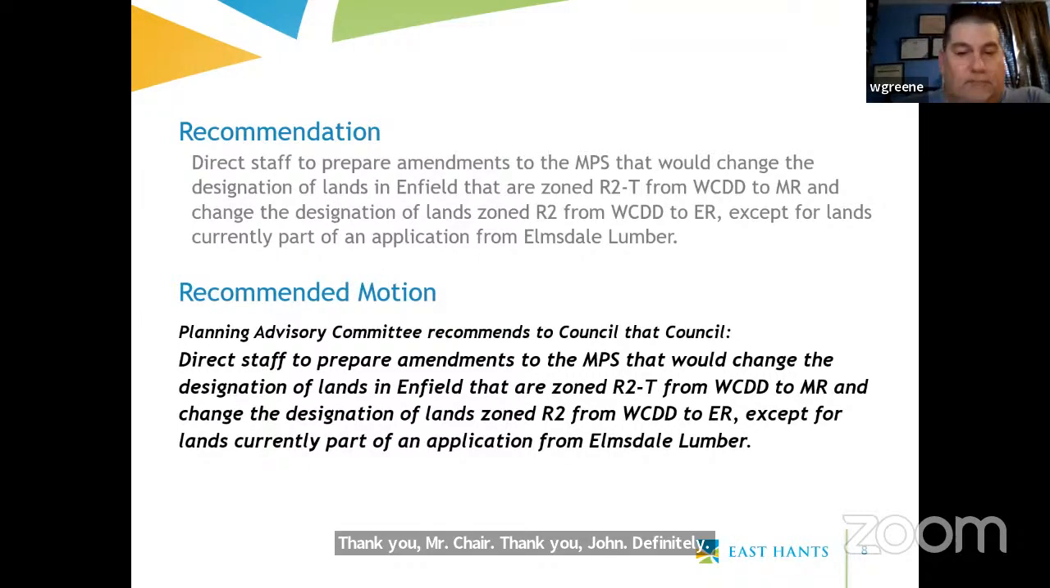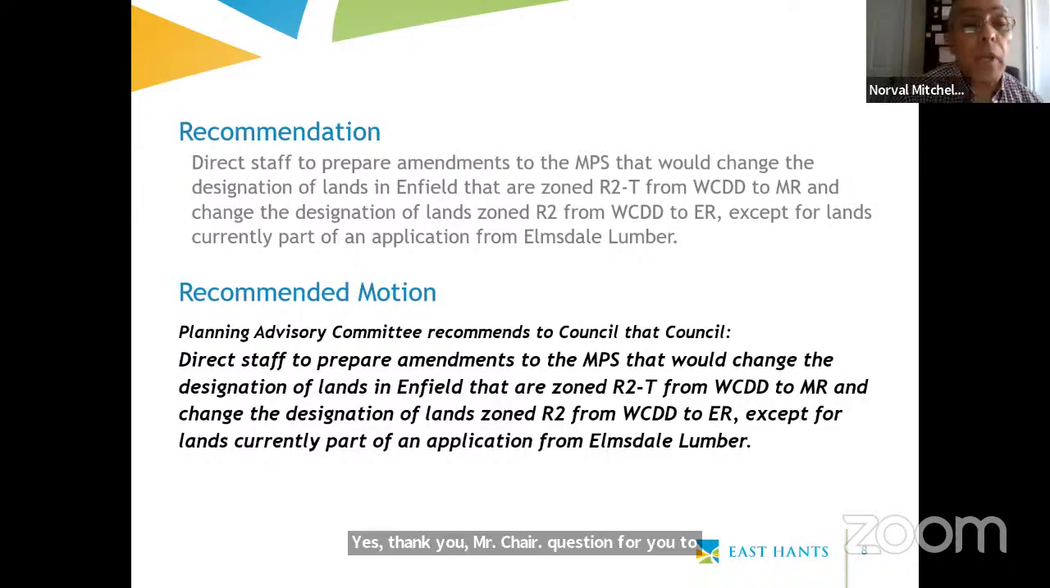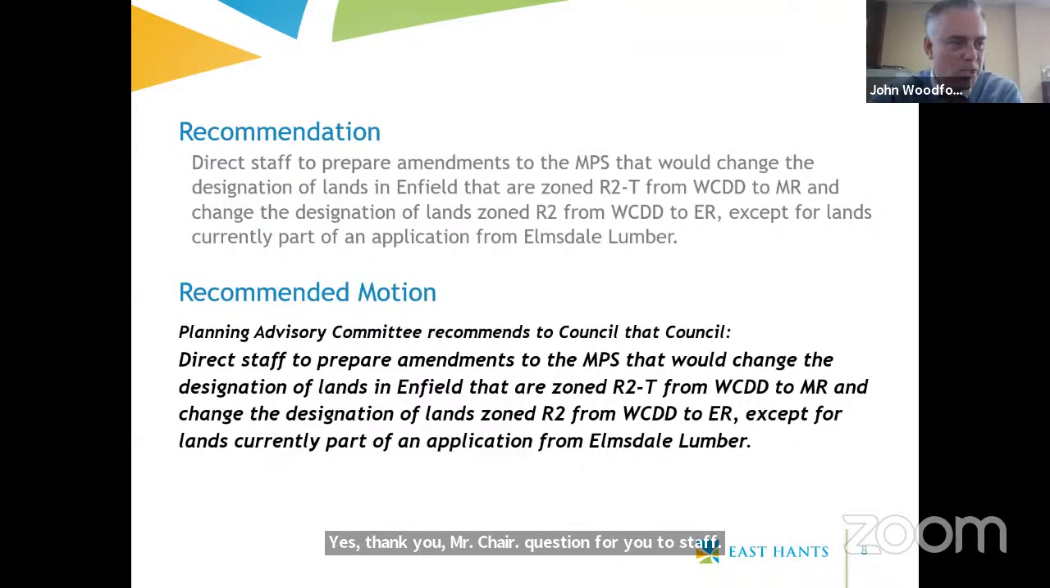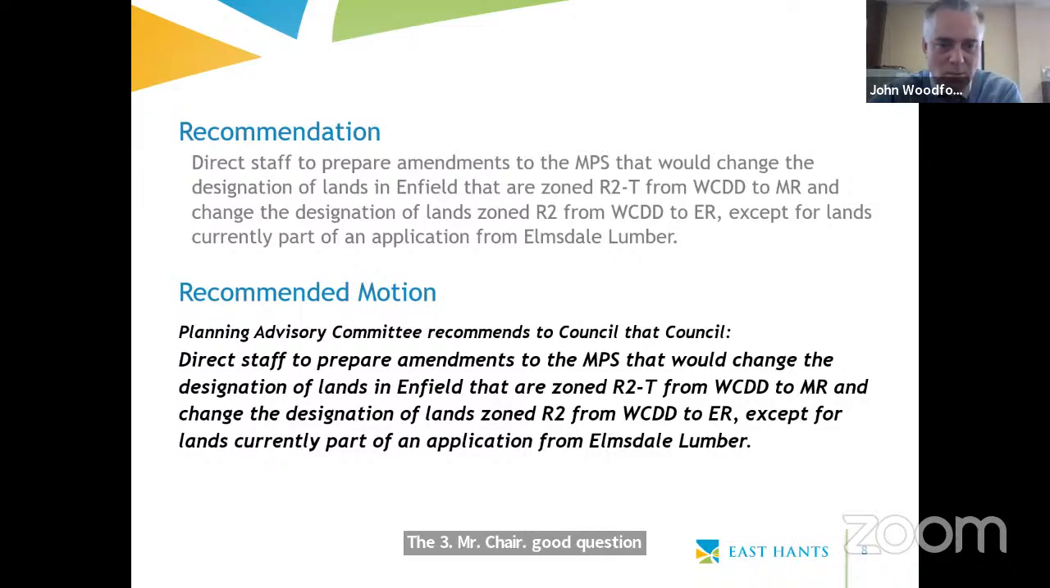Deputy Warden Mitchell. Yes, thank you, Mr. Chair. Question through you to staff. When is the Elmsdale Lumber application coming to council or committee? Through you, Mr. Chair, good question. We did a lot of back and forth with the applicant, and we're waiting for some information from them. So I think it's Debbie's application. She was going to check in with them shortly to find out where they're at with the information that we've asked for.